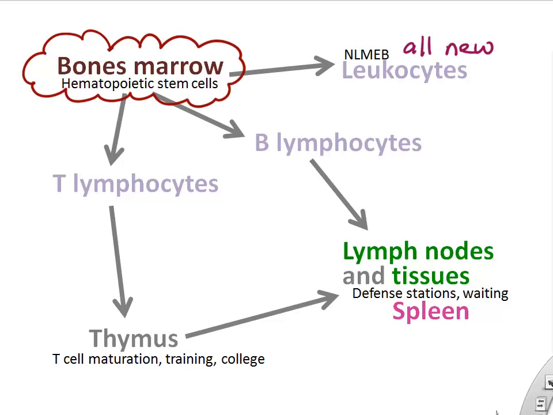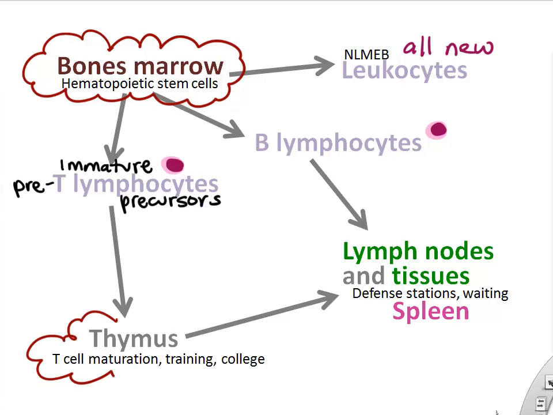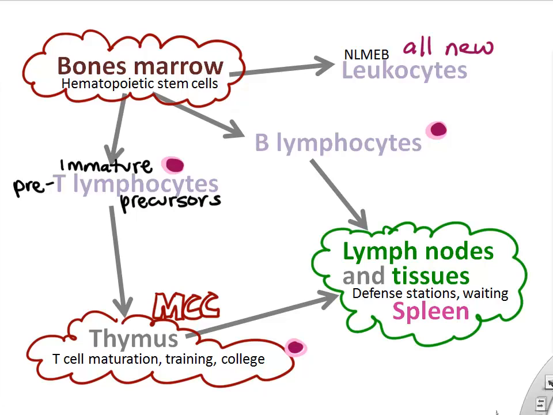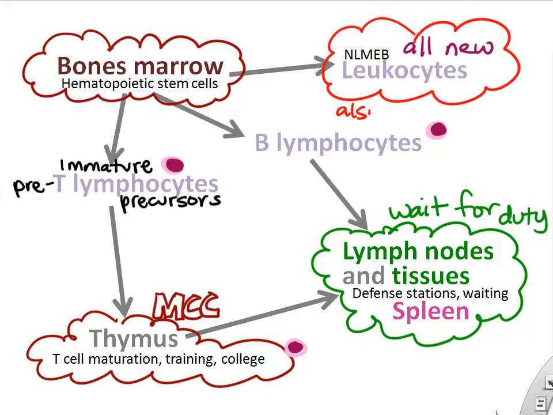So again, the bone marrow has the hematopoietic stem cells, which make all your new leukocytes, including lymphocytes. T cells in particular, they actually leave the bone marrow as pre-lymphocytes, or immature T cells. Then they go to the thymus, where they learn to be a functioning T cell. If they graduate, then they go out in your tissues and defend you. If they don't graduate, they die by apoptosis.